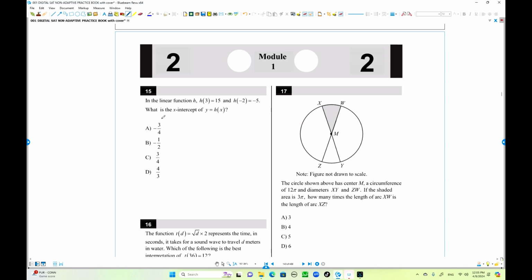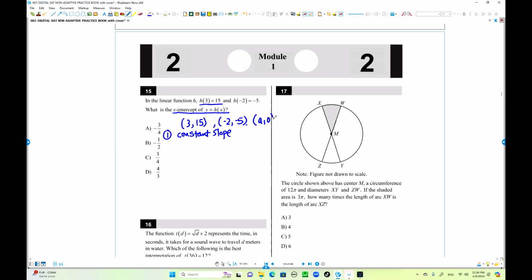Alright, now move on to number 15 over here. These are very popular equations. H of 3 equals 15. What does this represent? That's the point. When x is 3, y is 15. That's the meaning. The second one is when x is negative 2, y is negative 5. So we're going to find the x-intercept over here. Maybe you can use slope, a constant slope.